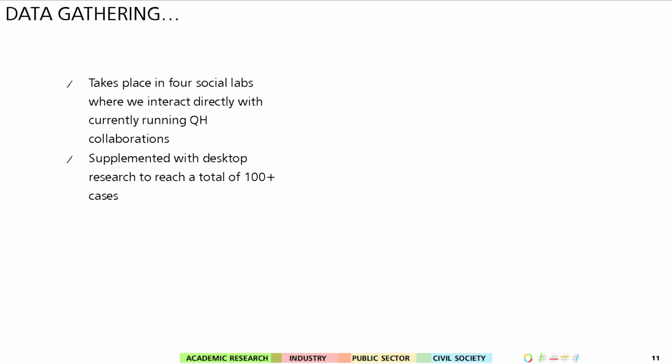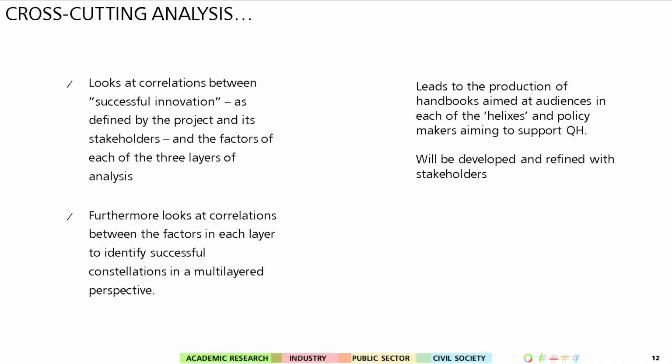Now, to understand all of this, we are going to gather a lot of data. The data gathering mainly takes place in the 4 social labs, where we have the opportunity to interact with currently running quadruple helix collaborations and to understand their day-to-day concerns. We do supplement that with an extensive desktop study that allows us to reach this goal of at least 100 cases being analyzed. It's also important to understand that this data gathering then feeds into a cross-cutting analysis that looks across all of the different cases that we study.